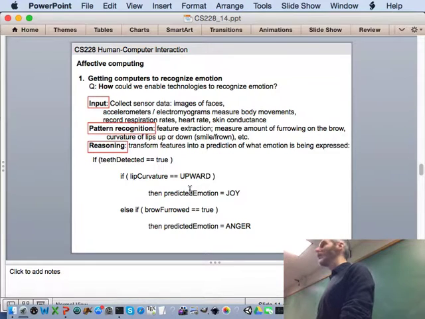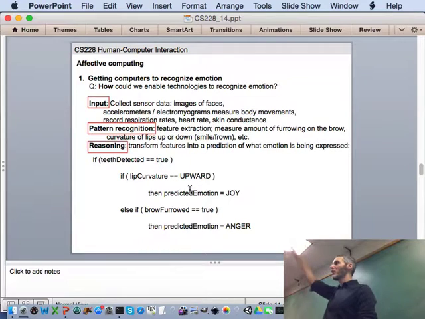Exactly, right? So in your data set, when you transfer it into rows and columns, every row corresponds to a single gesture, and associated with each row is a number, which is the prediction. In this case, the row would just be: are the teeth detected? What's the curvature of the lips? Is the brow furrowed, yes or no? And then the output is an integer indicating joy, sadness, frustration, confusion, whatever relevant emotions you want to try and predict. There you go. You put that in your KNN learner.